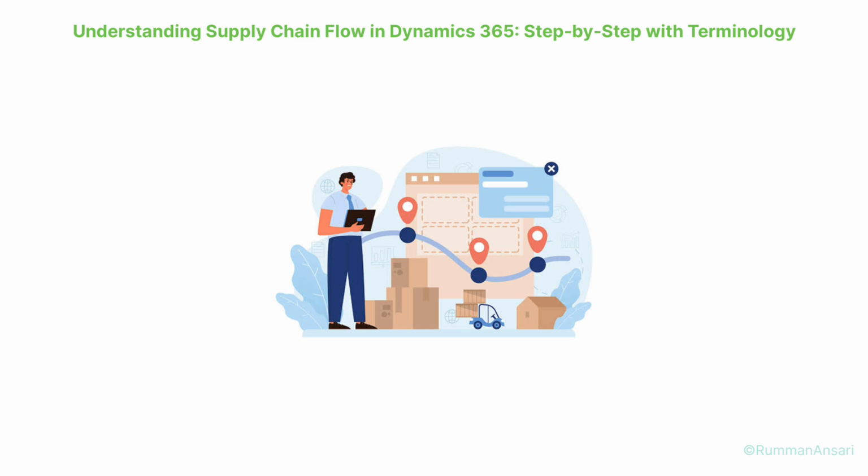Let's break down the supply chain process step by step using the diagram that you can see on the screen. And let me explain the key terms involved so anyone, from a beginner to a functional consultant, can understand it with ease. So let me explain the purchase order to vendor process first, and within that as well, whatever terminology I'll be using, I'll explain that as well.